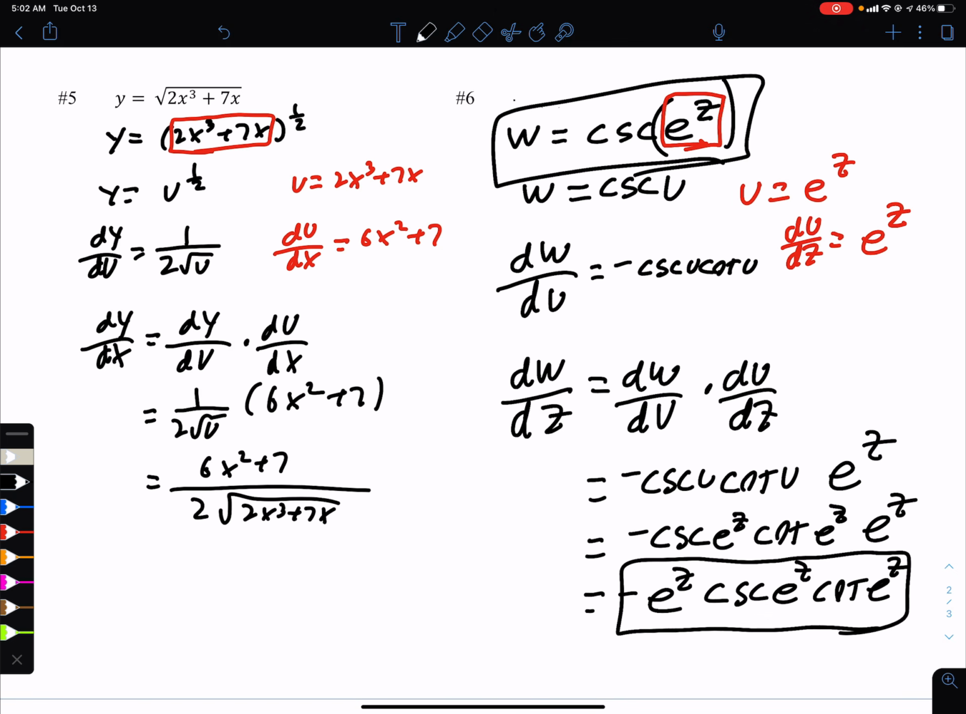That is chain rule. We're going to be doing another lesson on this. That's my intro, and you get some practice with your homework.